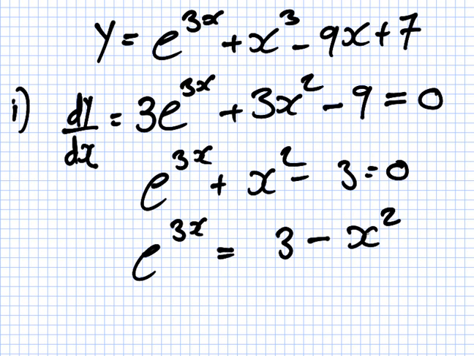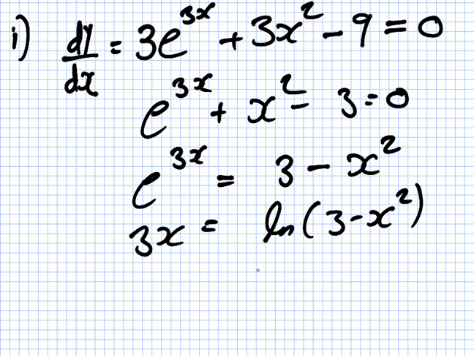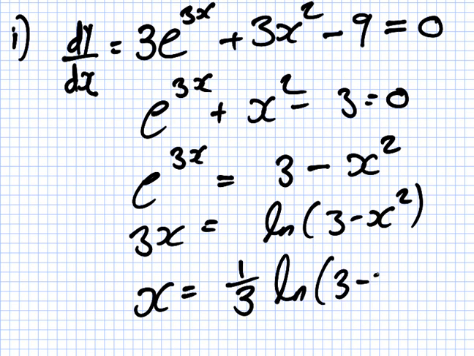Now how can I cancel the e? With a log, yeah. So I get 3x equals log of 3 minus x squared. Or in other words, I get x equals 1 over 3 log of 3 minus x squared. That's what they ask me to do. They say, show that the x coordinate for the stationary point is given by that equation.